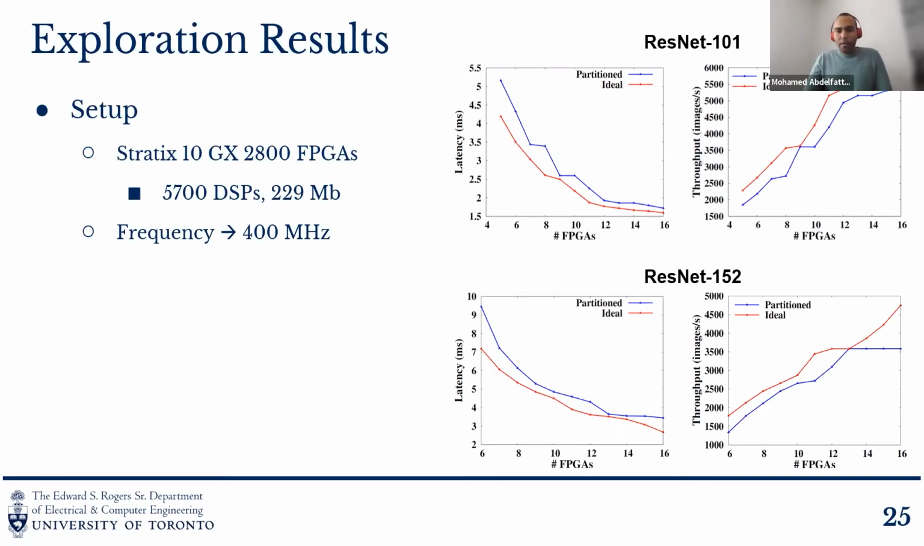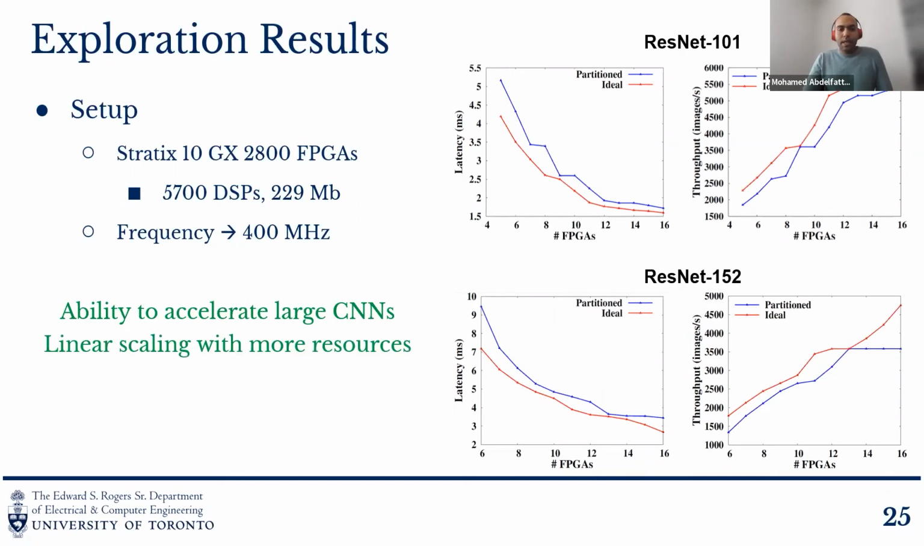Looking at those graphs, we can draw multiple conclusions. First, we're showing that we're able to accelerate large CNNs with a certain number of FPGAs. For example, ResNet 101 would require at least 5 FPGAs to be accelerated with HPIPE. Secondly, we achieve linear scaling in performance with more resources for a good range before we saturate. And between the red and blue curves, we can see that we're achieving close to ideal performance, as if our multi-FPGA system is a single giant FPGA. We're not losing anything on the boundaries.